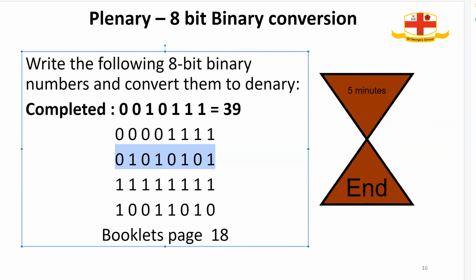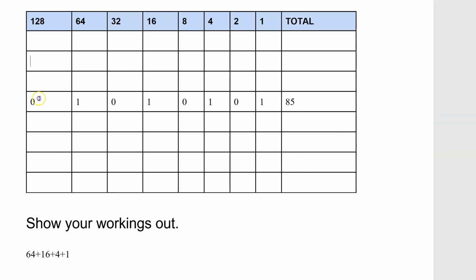Try again. So all the ones. This will be nice and easy. Let's get rid of this again so it's nice and clear. So 1, 1, 1, 1, 1, 1, 1, 1. This is a lovely, easy one, unless you've not got a calculator. In this situation, when there's eight ones, we are just adding them all together. So 128 plus 64 plus 32 plus 16 plus 8 plus 4 plus 2 plus 1 equals 255.